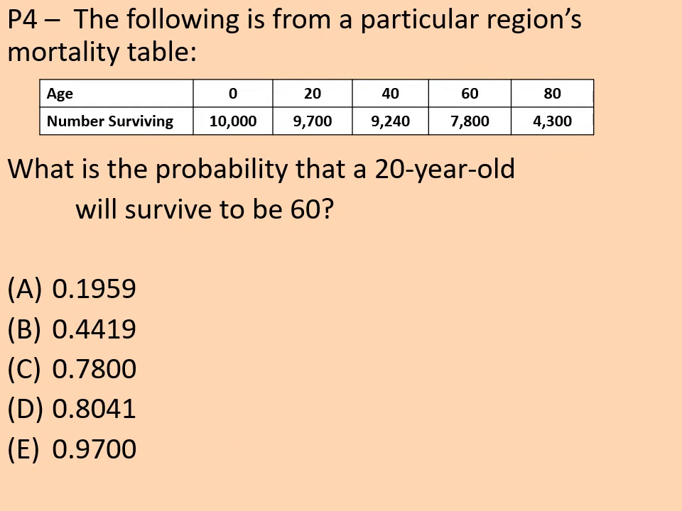P4. The following is from a particular region's mortality table. All right, so your age and the number of people alive when they reach that age. What is the probability that a 20-year-old will survive to 60?